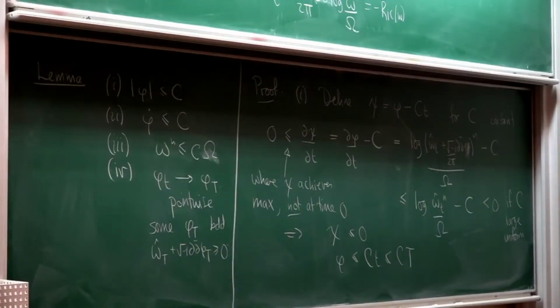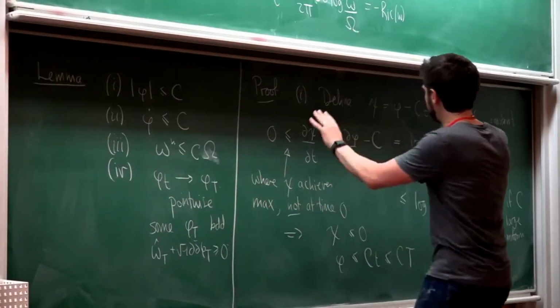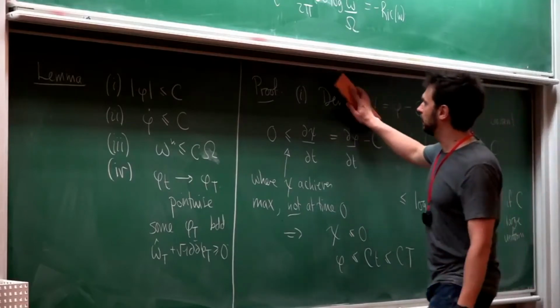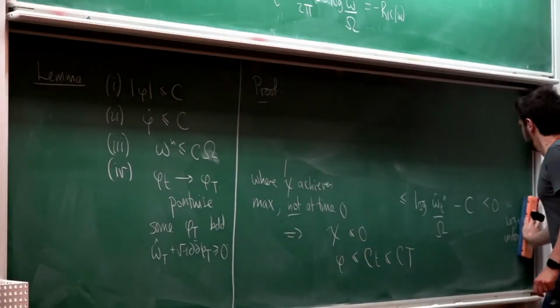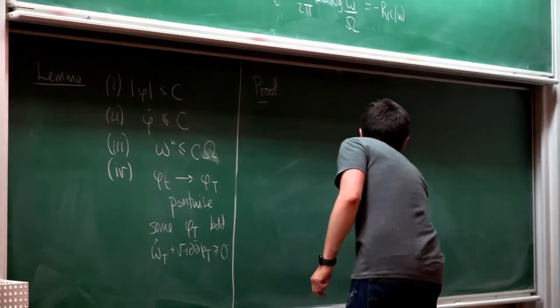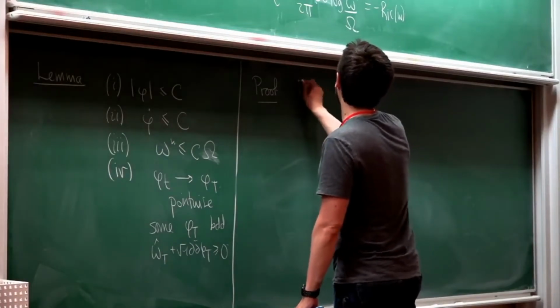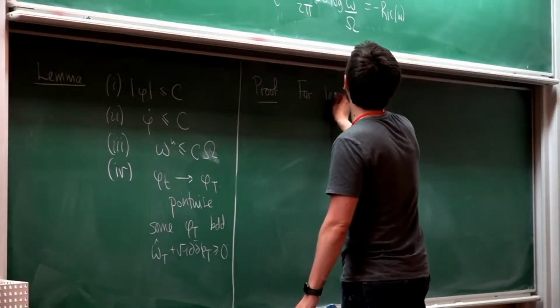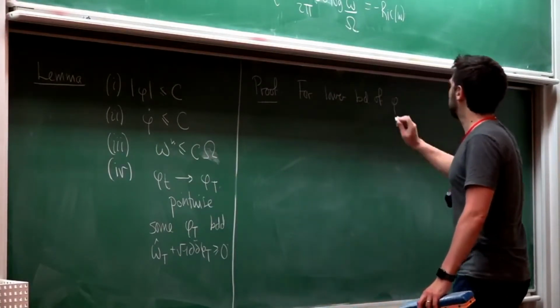Yeah, I don't want to keep that. Maybe I don't really need this now, so I can get rid of it. So we have the upper bound of phi. So now let's prove the lower bound of phi. For the lower bound of phi, it's slightly more complicated, but not very much.